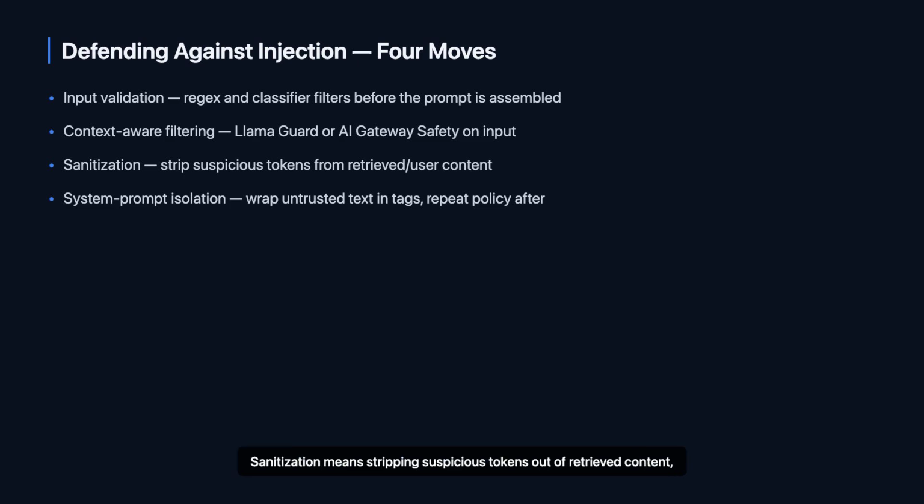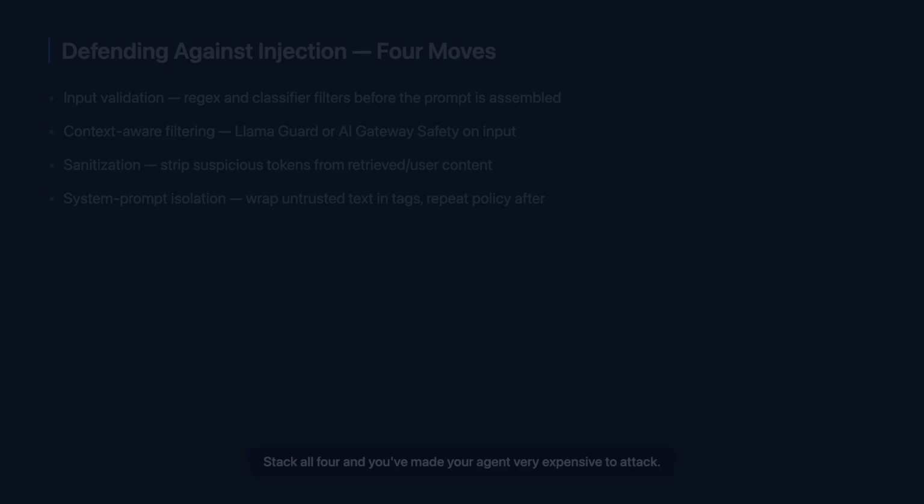Sanitization means stripping suspicious tokens out of retrieved content, so an indirect injection hidden in a PDF never makes it into the prompt intact. And system prompt isolation is the sandwich we just looked at. Structural wrappers that mark untrusted text as data. Stack all 4 and you've made your agent very expensive to attack.